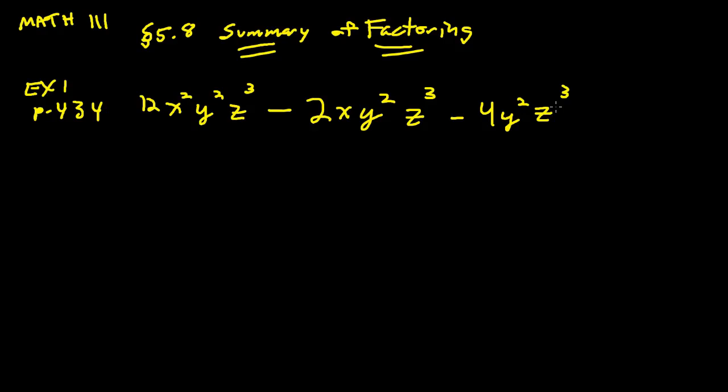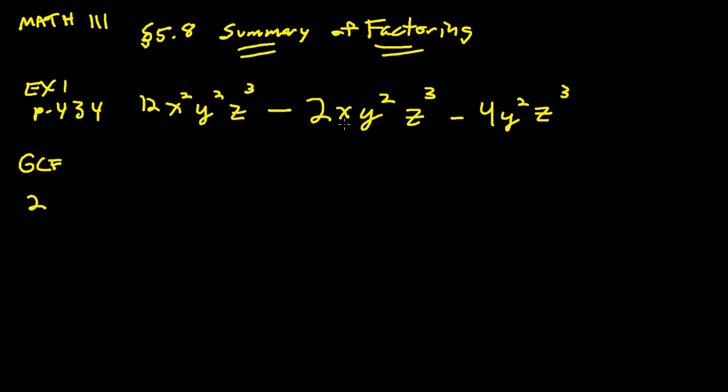All right, and what I'll usually do is look at the coefficients first. The coefficients, let's see, 12 and 2 and 4. What's the greatest common factor of 12 and 2 and 4? Well, of course, that's going to be a 2. Let me do some side work here. I'll list my GCF here. It's going to be 2.